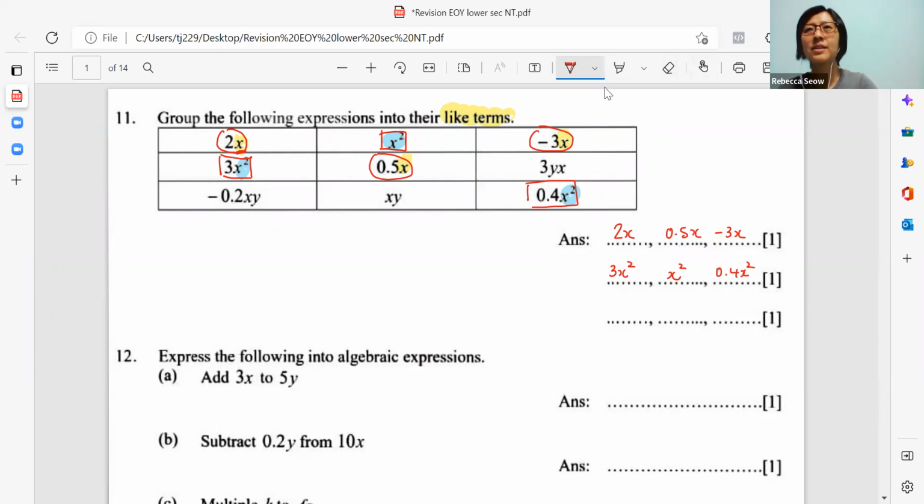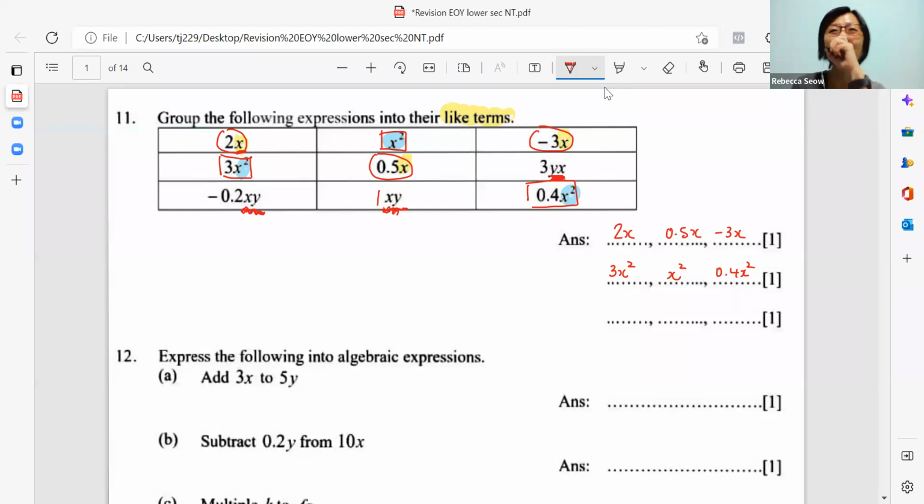Lastly, let's look at the like terms of xy. So we have negative 0.2xy. We have xy itself. Just take note that there is no number before xy. And usually when there is nothing there, it's not that it's 0, but it's actually 1. Okay, the coefficient of xy is actually 1. So this means 1xy. And another term that is xy is this.